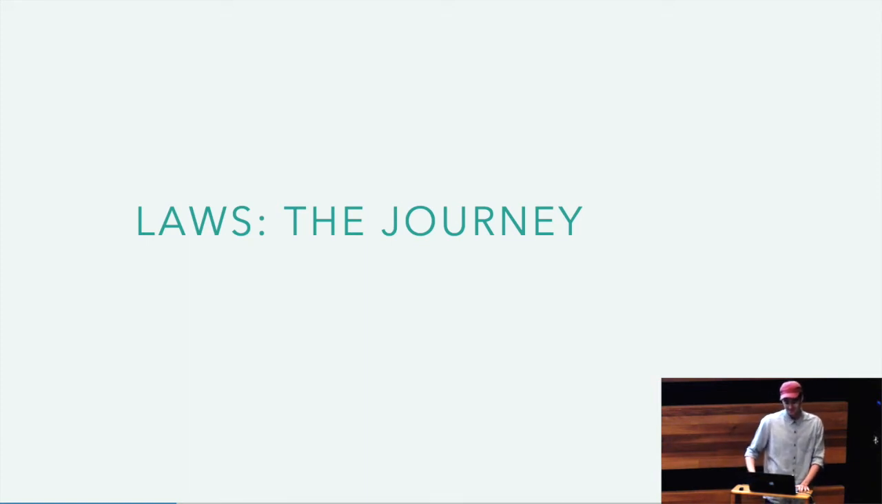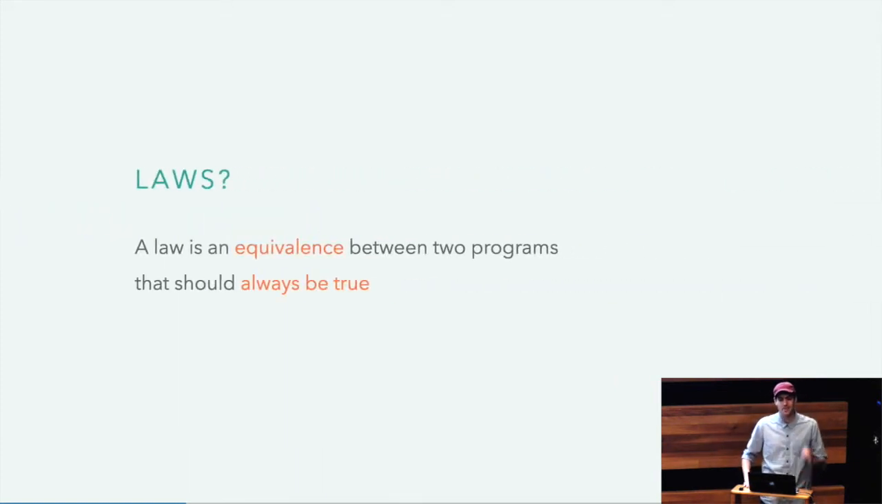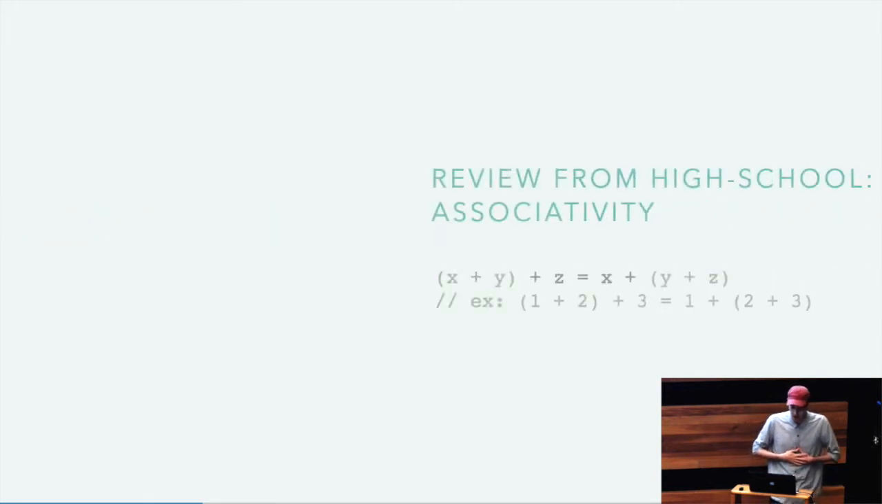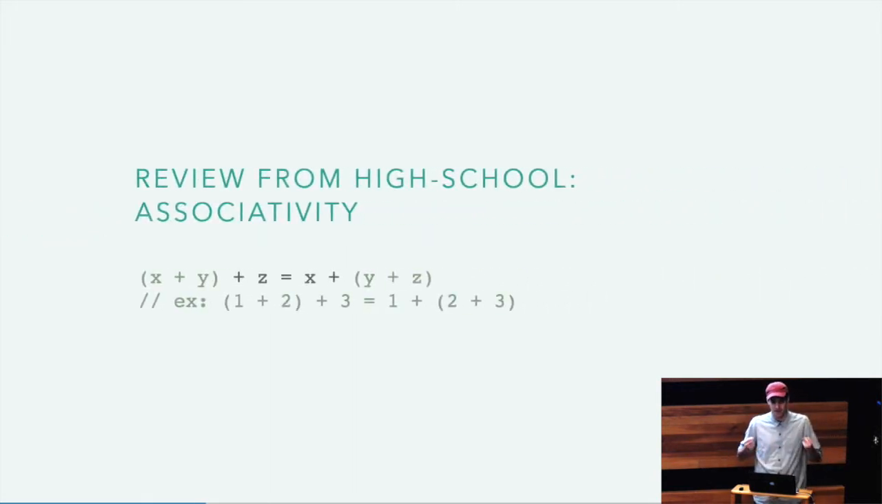So what's a law? A law is an equivalence between two programs that should always be true. Okay? And if that doesn't make sense, here are some examples. Associativity is an example. If you recall from high school, you may have learned that integers under addition are associative in this way. If I first add x and y, and then z, it's the same as first adding y and z, and then x, okay?